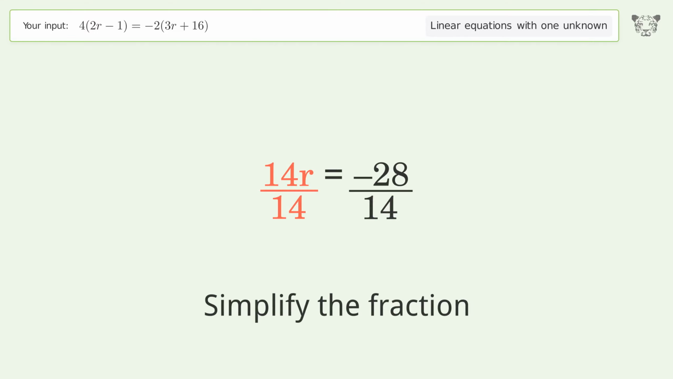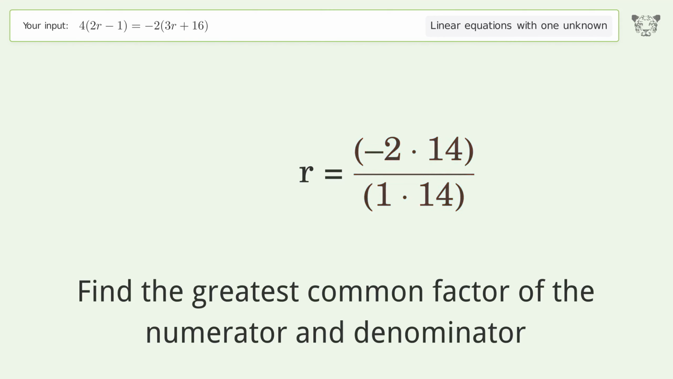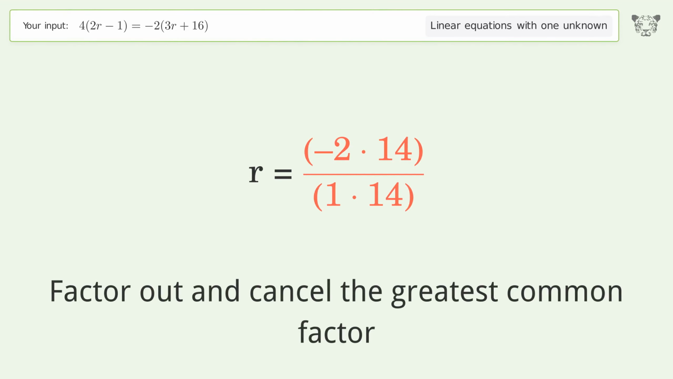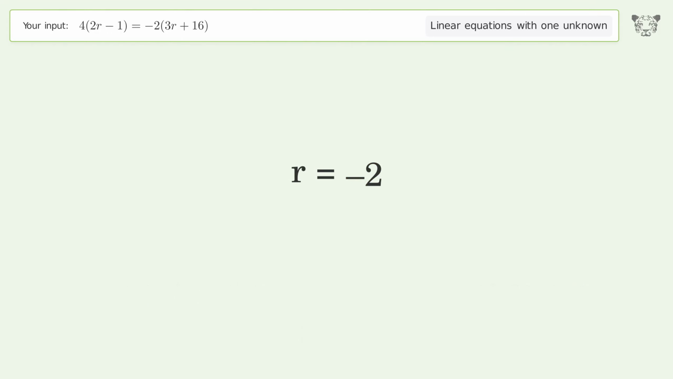Simplify the fraction. Find the greatest common factor of the numerator and denominator. Factor out and cancel the greatest common factor. And so the final result is r equals -2.